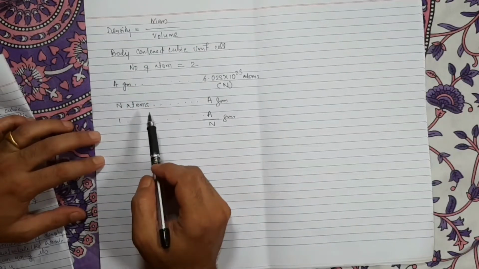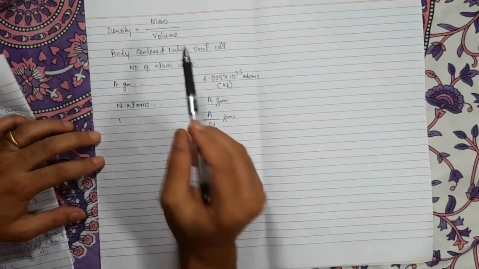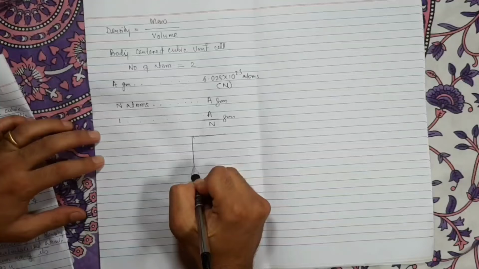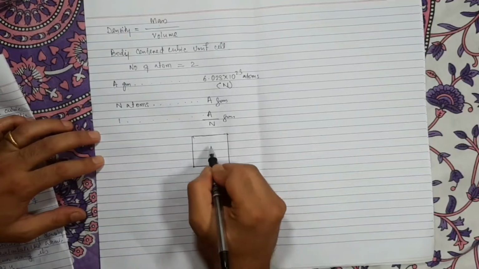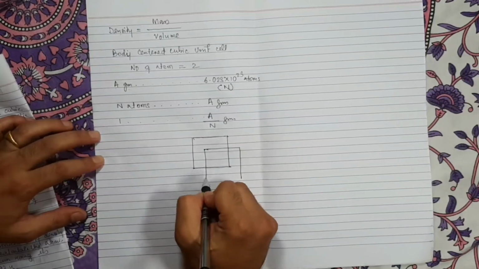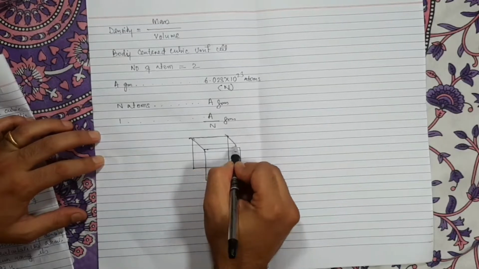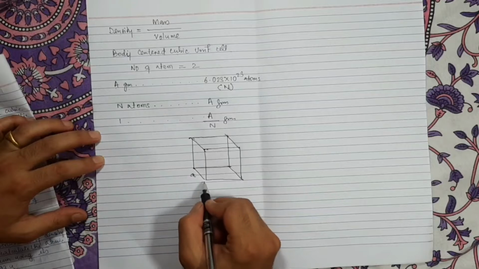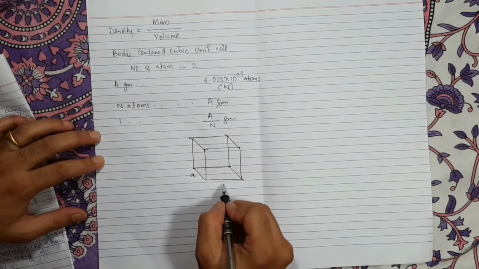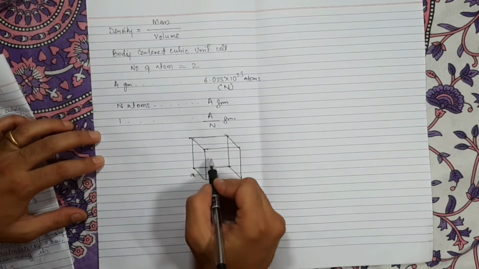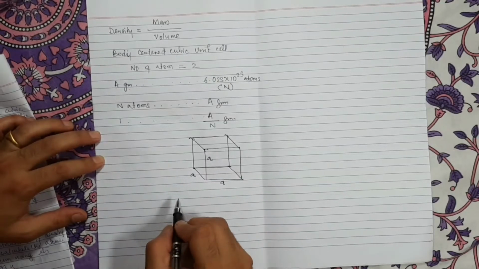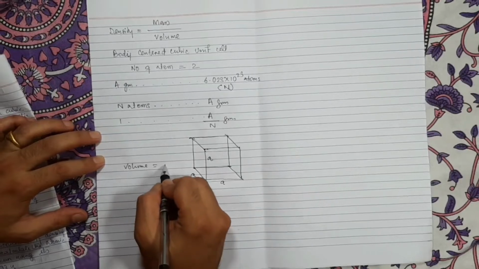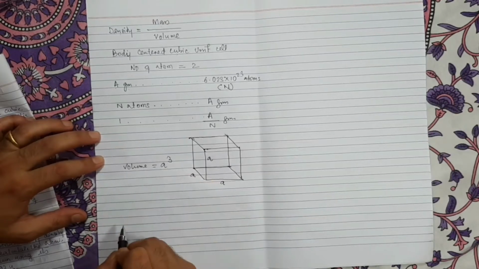Now, what about volume? The 3 sides are equal in length. So, because of that, the volume of the cube will be, if this is the cube, and one side or edge length of the cube is a, then the other one will also be a: length a, breadth a, height a. Then the volume of this cubic unit cell will be a × a × a, that is a³.